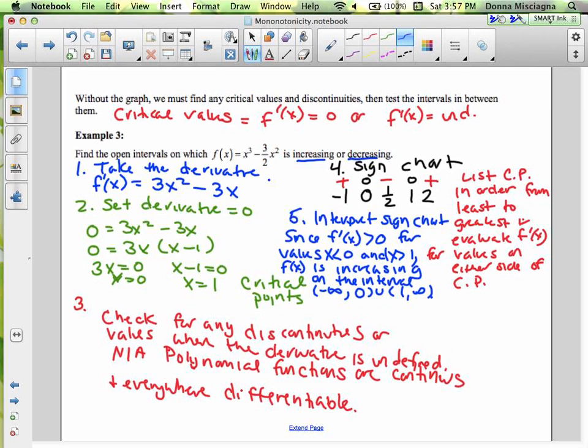This is the big part here, the finish. Since f prime of x is less than 0 for x between 0 and 1, we can write it like that.